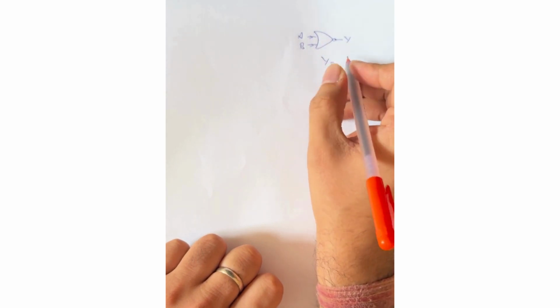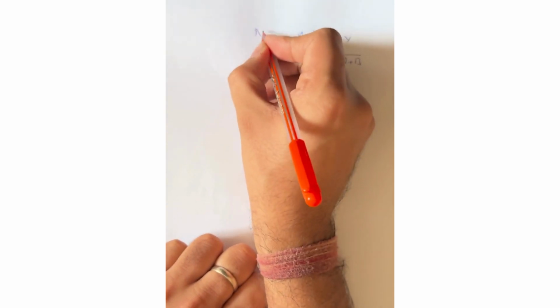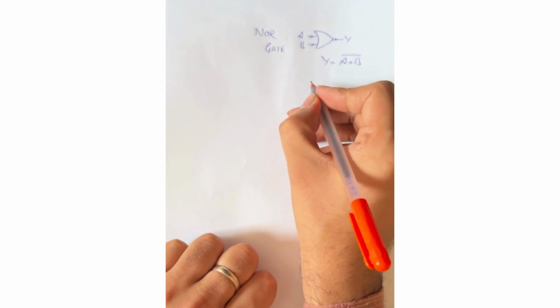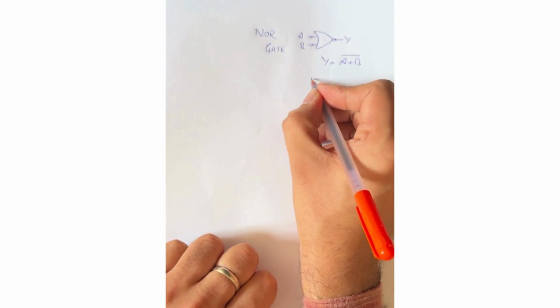Y equal to A plus B whole bar. This is my NOR gate. Now coming to the truth table for a NOR gate.